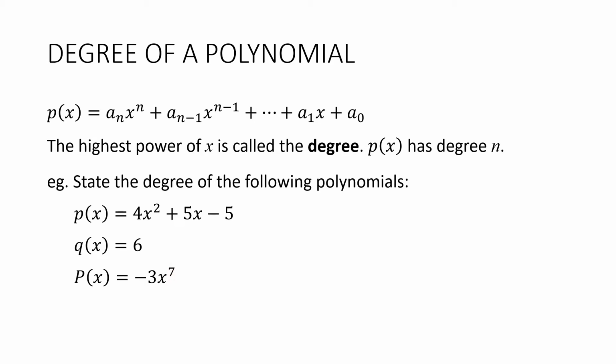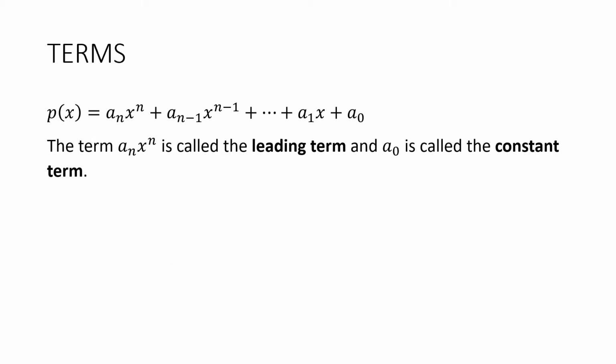It has degree 7. Now the term a_n x^n, so the highest power of x, is called the leading term, but it's not always first in the list. We can mix all of these up. And a naught is actually called the constant term. It's the one without any x.